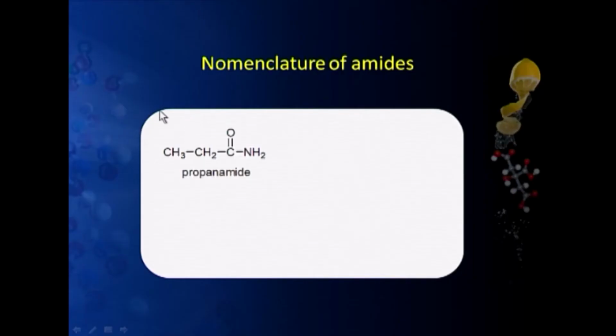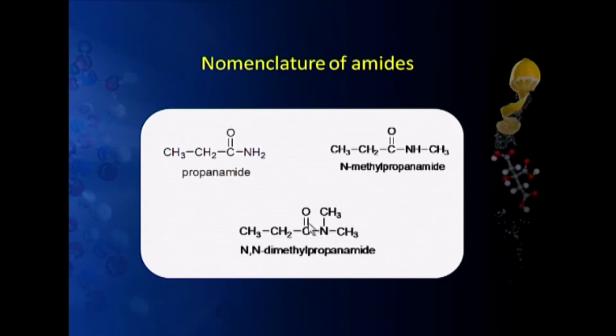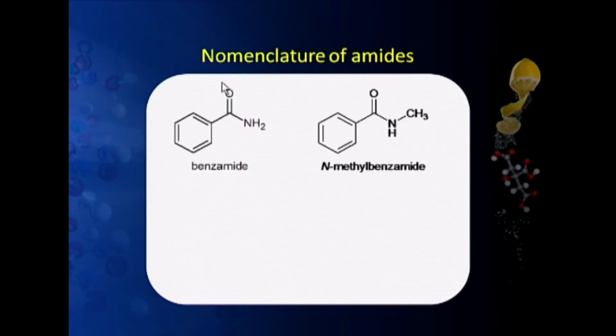Let us take some substituted amides. Say this is the simple primary amide propanamide. If one of the hydrogens is substituted by methyl, it is N-methyl propanamide. Suppose two hydrogens are displaced by methyl groups, then it is named N,N-dimethyl propanamide. This is one of the simple aromatic amides from benzoic acid named as benzamide. And if one of the hydrogens is substituted by a methyl group, this will be named N-methyl benzamide.